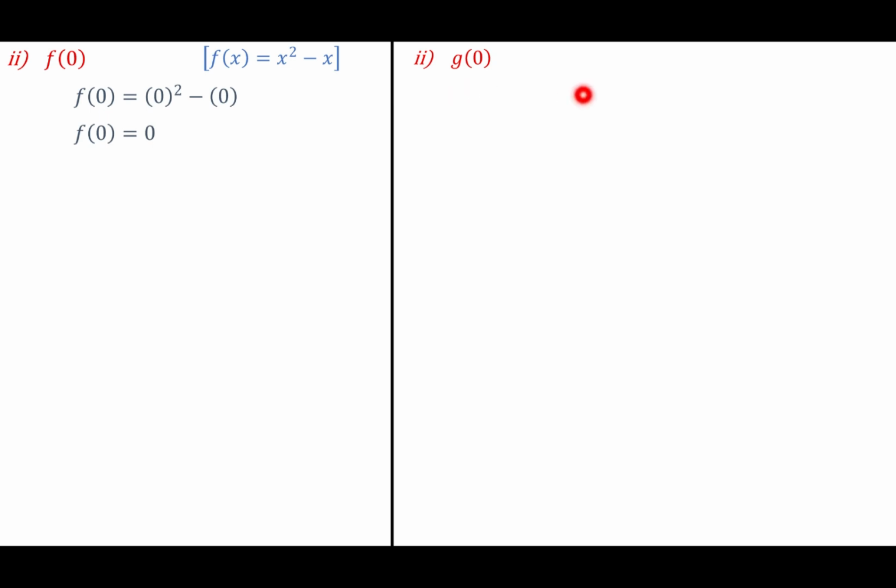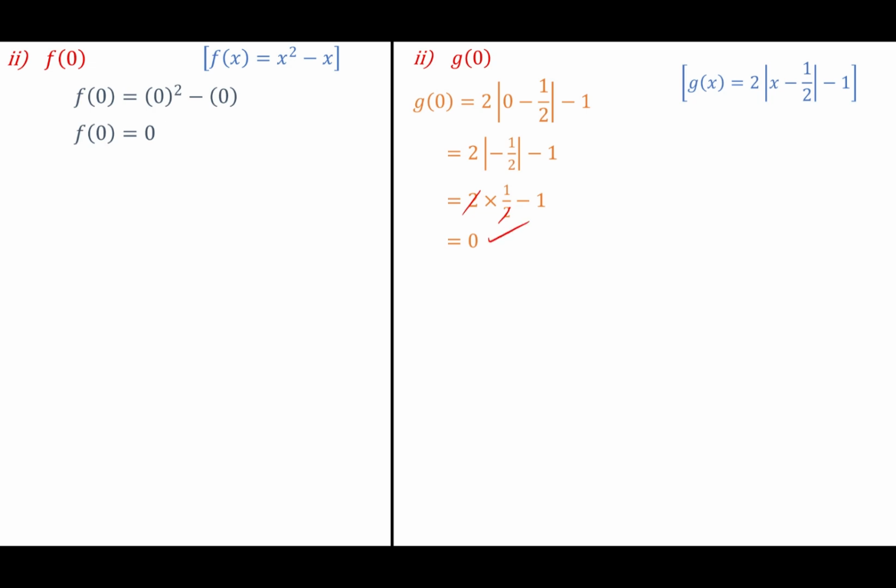Now find g of x. And g of x is defined by 2 modulus of x minus 1 over 2, minus 1. In place of x, I will write 0. 0 minus half is minus half. Mod of minus half is half. So 2 and 2 cross out, numerator and denominator, and 1 minus 1 will be 0. So f of 0 is 0 and g of 0 is also 0, which means f of 0 is equal to g of 0.